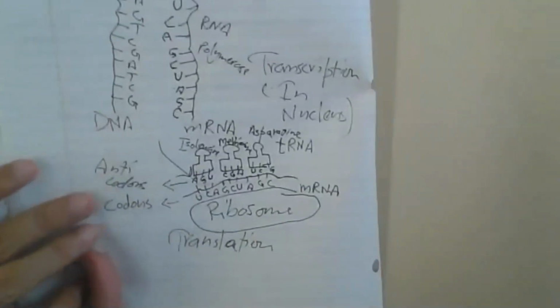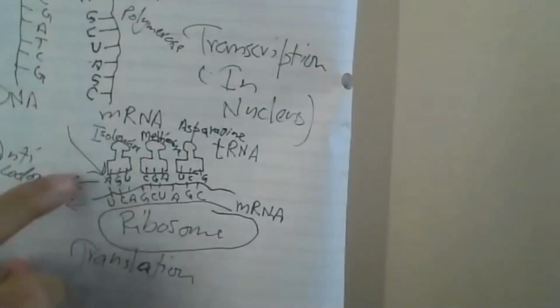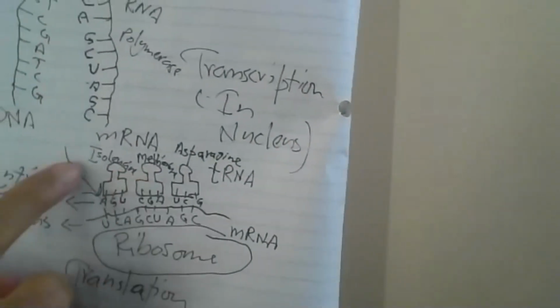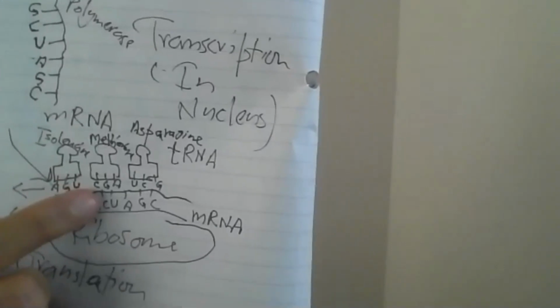Now, something else to remember. This was an example, but usually, always, this amino acid chain or protein chain starts with a methionine. Methionine, okay? That's something to remember. Methionine should come first. Just something to keep in mind.